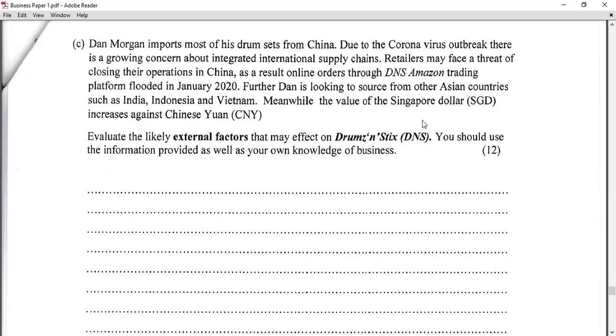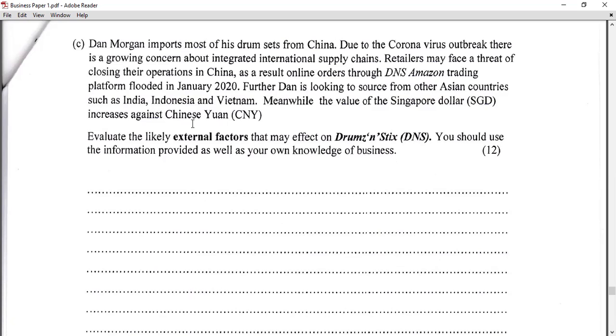It's good for the importers, bad for the exporters. So when the currency appreciates, you can say it's good for DNS because his import cost will go down. As a result, he can import more items, more drums and sticks, more musical instruments from other countries, like Indonesia, India, and from China also, especially with the Chinese yuan. So from China, he can easily import items at a low cost.